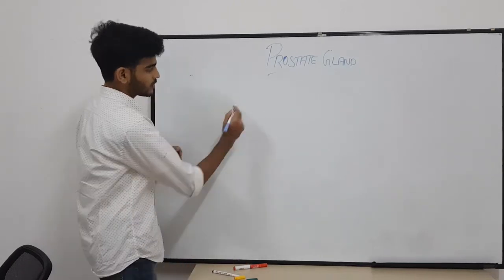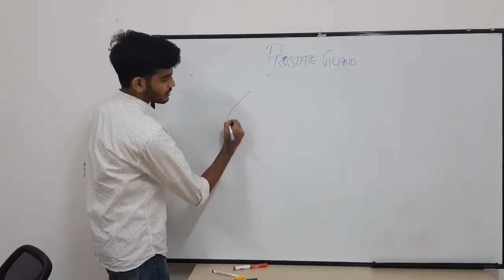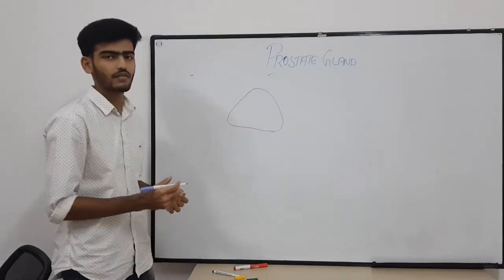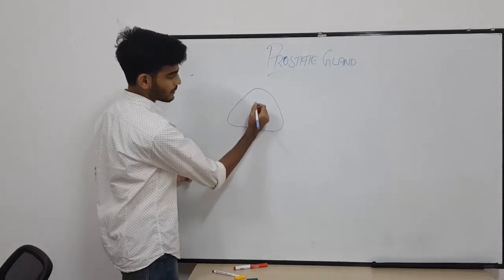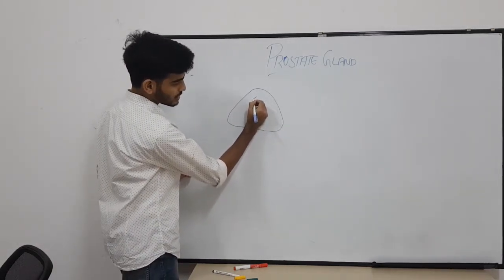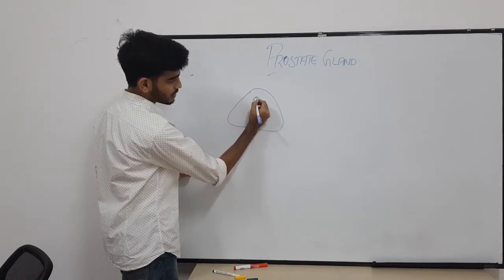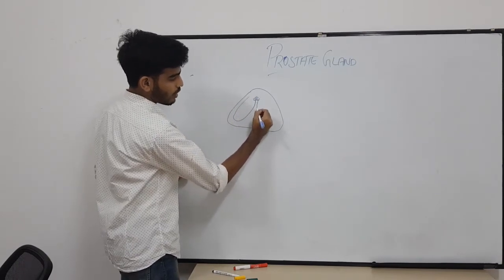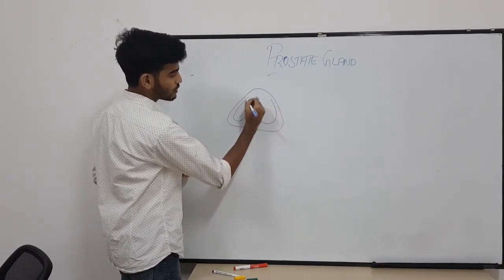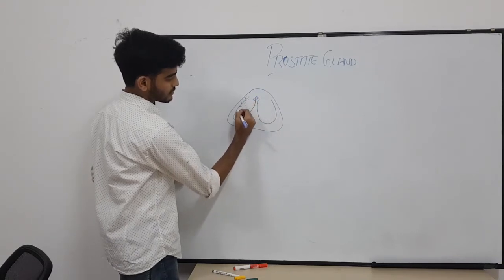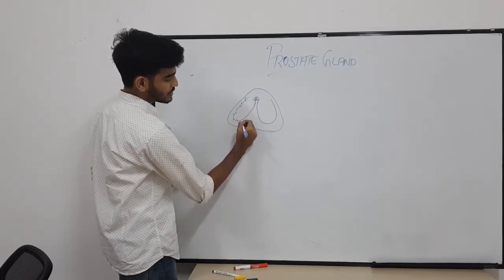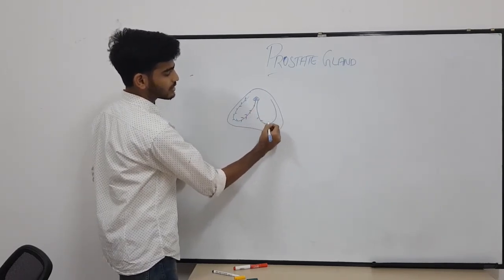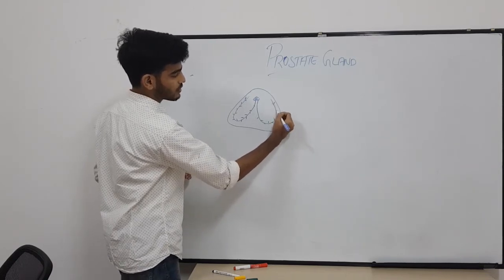Now we will see the cross section. So the prostate gland has an outer zone and an inner zone. So this is the prostatic urethra. And these are the glands of the outer zone, large branching glands of the outer zone. They are the main glands of the prostate gland, and they are situated in the outermost zone.